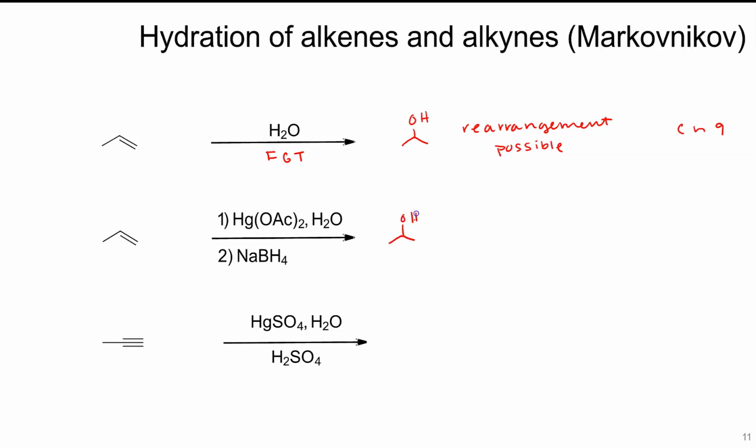We can add mercuric acetate to get the same thing. There's no rearrangement here. This is Chapter 9. And with the alkyne is Chapter 10. This forms the enol first, which will then tautomerize to form the ketone.